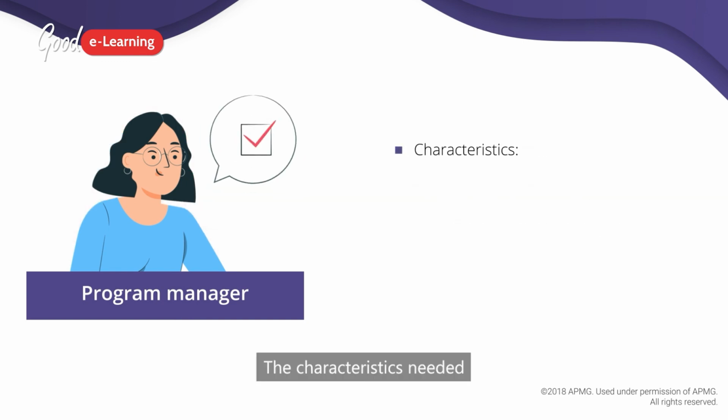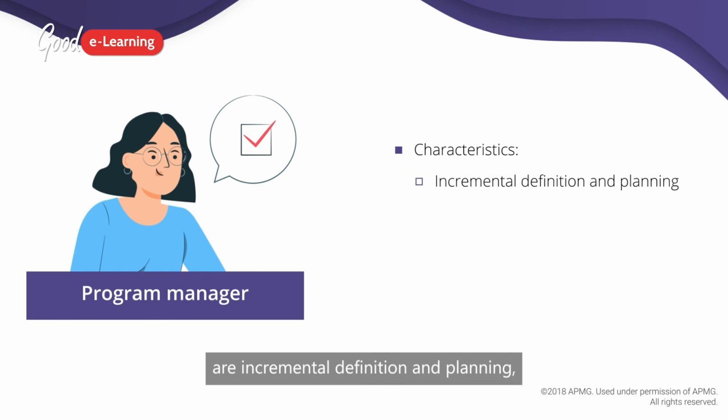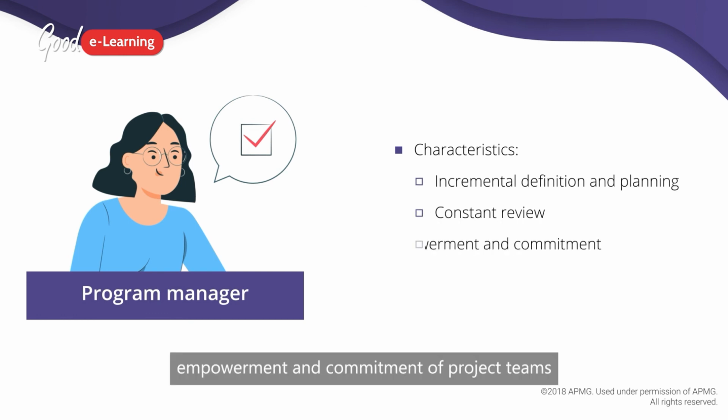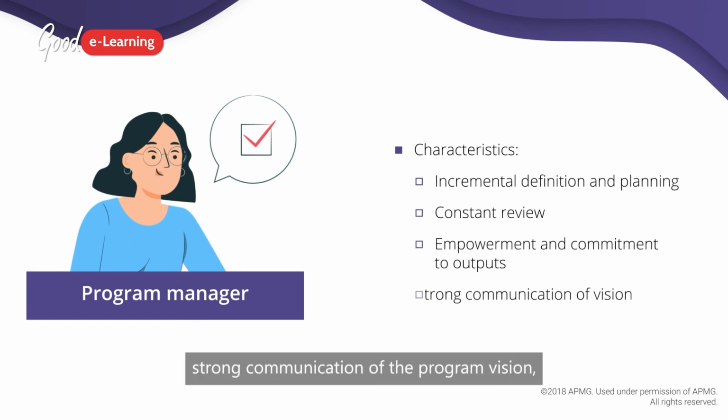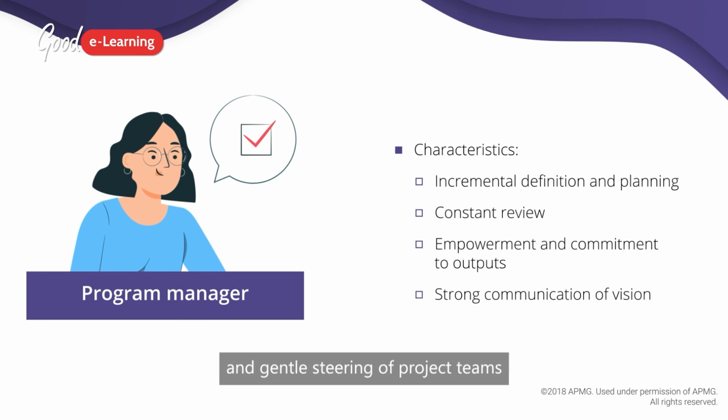The characteristics needed are incremental definition and planning, constant review of proposed outcomes to ensure current viability, empowerment and commitment of project teams to deliver the outputs required, strong communication of the program vision, and gentle steering of project teams towards the program vision.